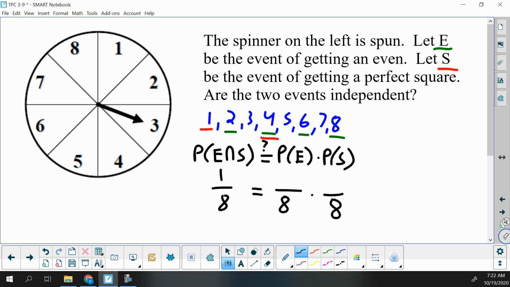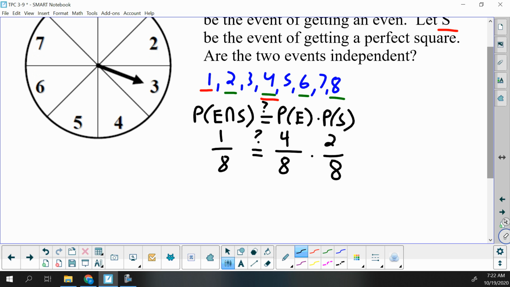Then probability of even, those are the green ones. We underlined 4 of the 8. And then probability of a perfect square, those are the red ones. We underlined 2 of those 8. So we want to know, are those equal? Well, this is 1/8. On the right, this will give us 8/64, which reduces to 1/8. They are equal. This was the test for independence. When they are equal, the events are independent.